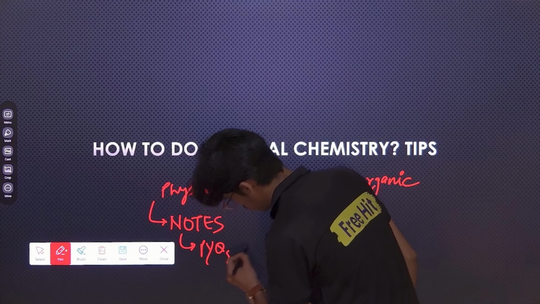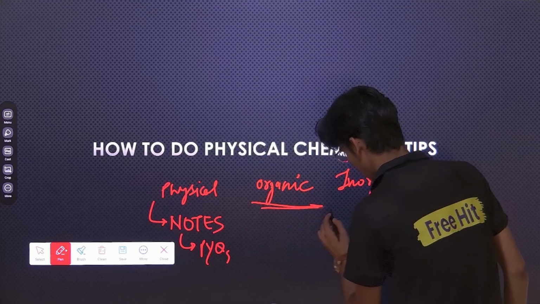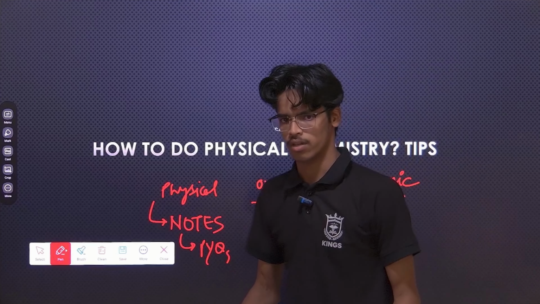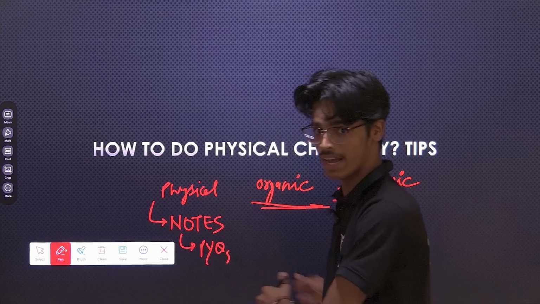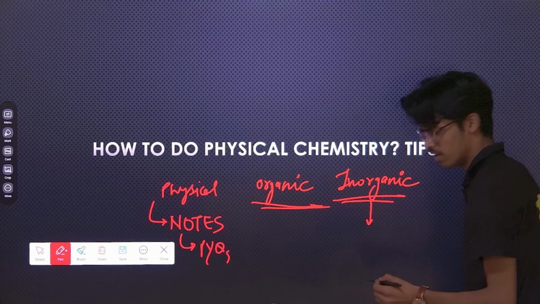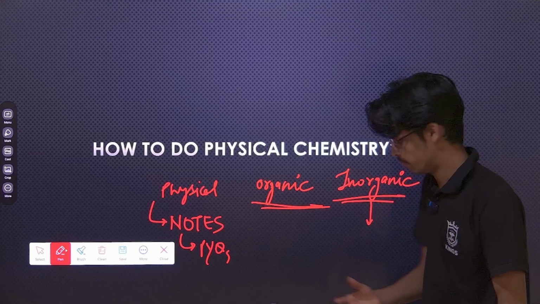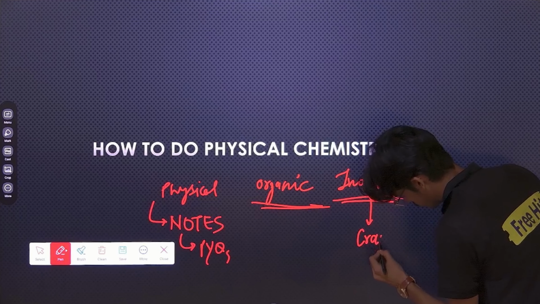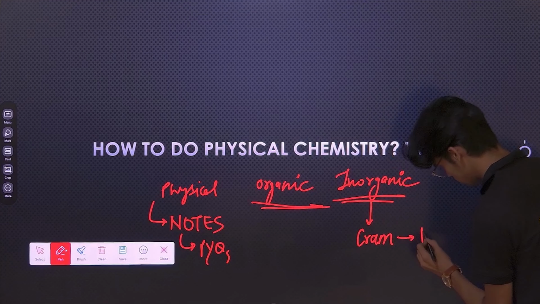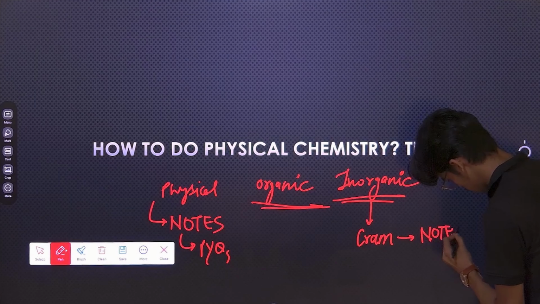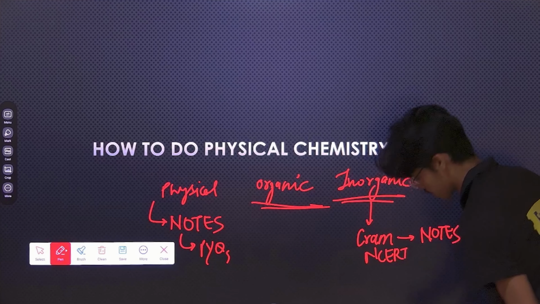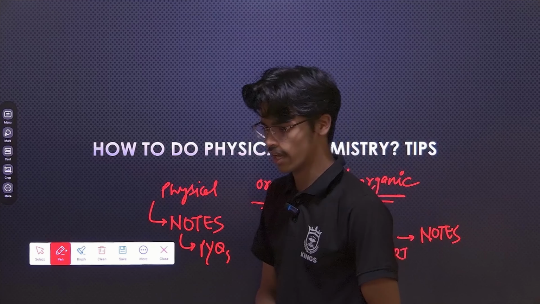Now, organic and inorganic. Inorganic is basically a lot of things you have to learn, and we are also going to proceed with inorganic chapters on this YouTube channel. Inorganic is mostly cramming, so the important thing is to prepare notes of the chapter. Go through NCERT, because NCERT is most important, and make your notes.